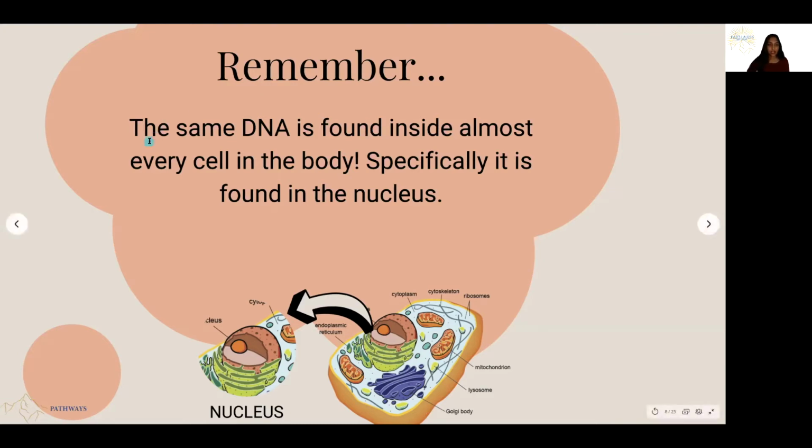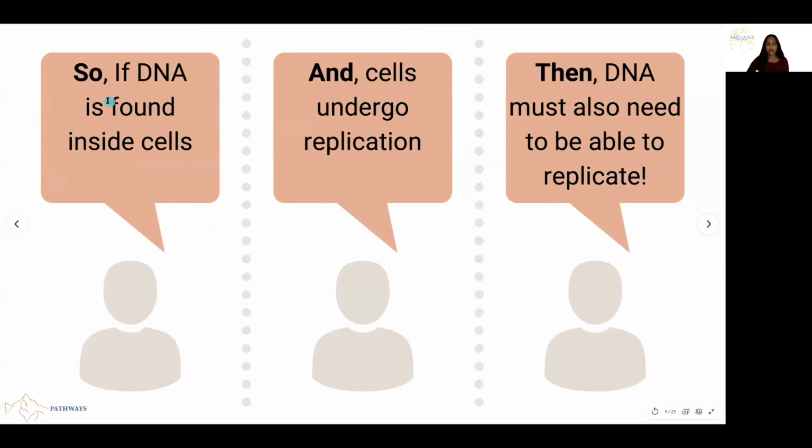So back to the slide, the same DNA is found inside almost every cell in the body. Specifically, it is found in the nucleus. Another way you can think about the nucleus is the control center of the body. And this is where your DNA is found. So you might be thinking, if DNA is found inside cells, and cells undergo replication, then DNA must also need to be able to replicate.